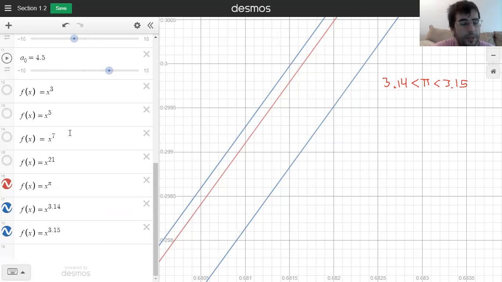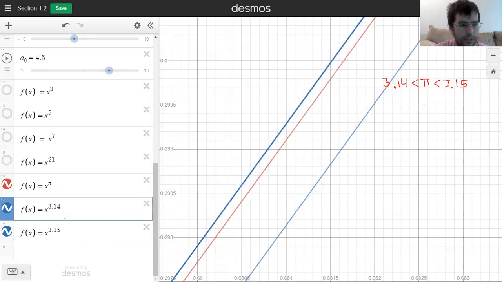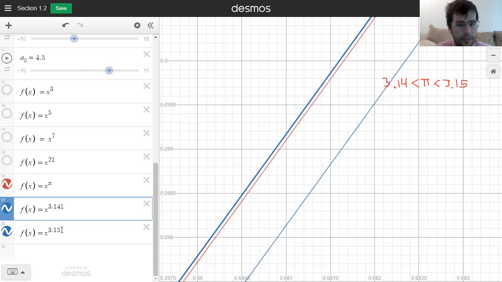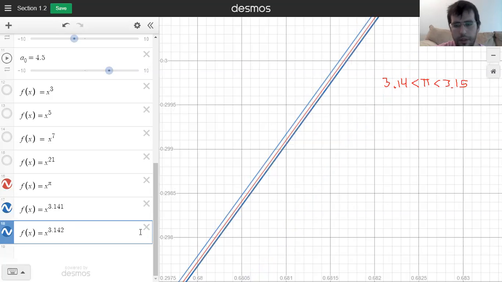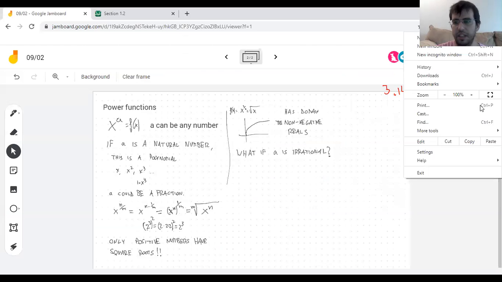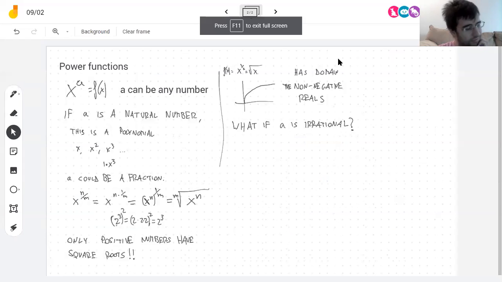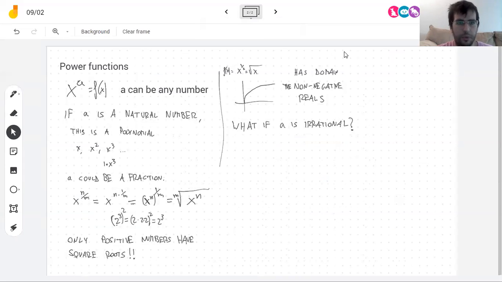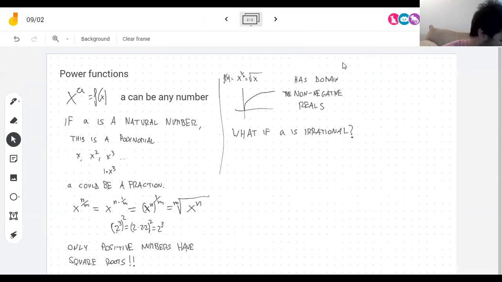So if we wanted to compute x to the pi, we could just try to get closer and closer using rational numbers. For example, if I wanted to be closer, at this point it's already almost 3 decimals, and I could keep going. Honestly, it's not like you need in this class to know exactly what the real powers are. You just have to believe that they exist.